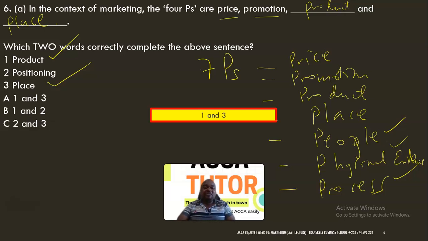Bear this in mind, because on examination day, if you don't, you are going to be dazzled and you end up picking positioning from nowhere. It's just a distractor. Sometimes when you Google these things, you are going to see positioning. If you use the chat GPTs and so forth, you are going to get positioning, but positioning is not part of the 7 P's. Are we together? Good.